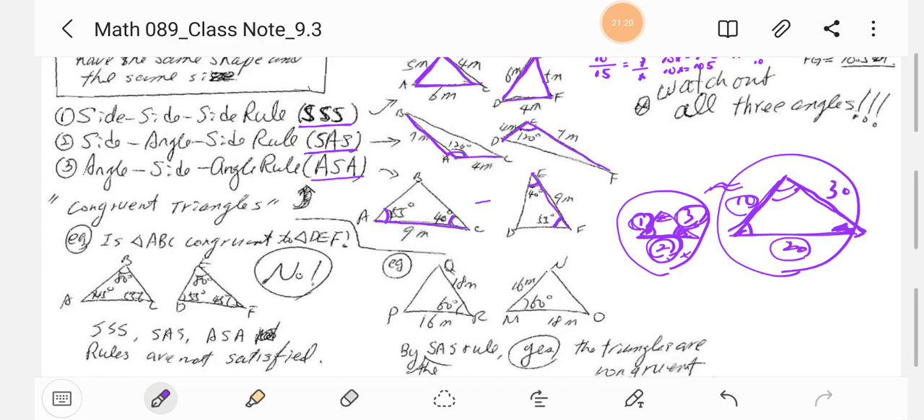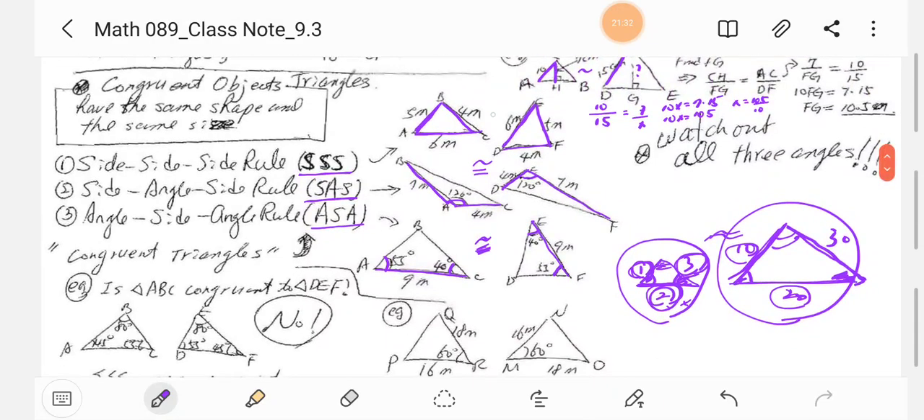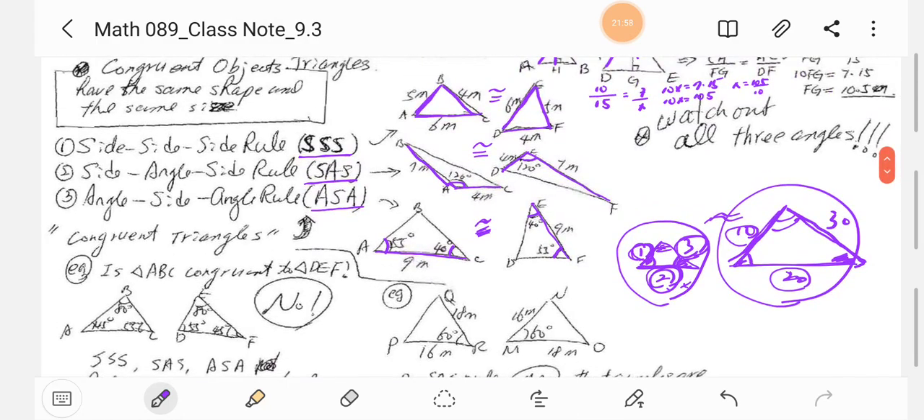So for congruent, we use the symbol equal sign and then a wave sign. This is congruent. So these two triangles are congruent, and these two triangles are congruent. So congruent means twins. They are exactly the same. So exactly the same, which means side lengths are the same. Corresponding sides are exactly the same, and then corresponding angles are exactly the same. That is congruent. So there are three properties: SSS, SAS, ASA.